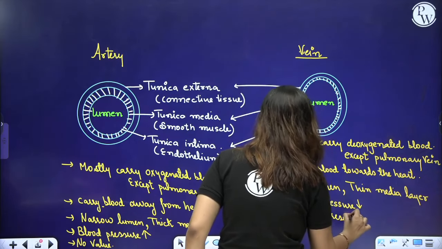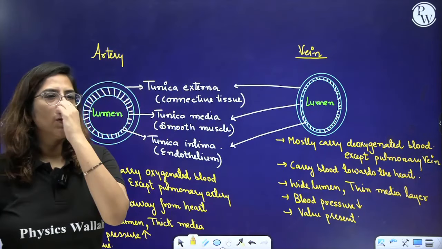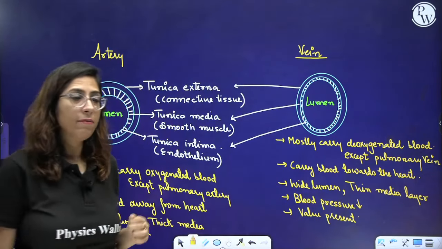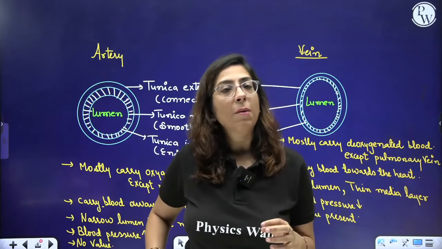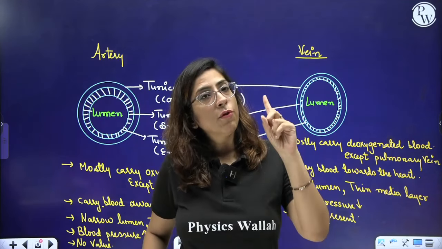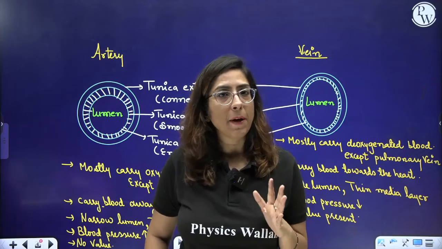I'll tell you. See, wait. Now the vein, they are arising from the tissue. Vein, they are coming from the tissue. And vein, when they are coming from tissue, definitely the pressure will be less. Because the pressure was created by heart. From the heart, the arteries arise. So, pressure will be more in the arteries as compared to vein.